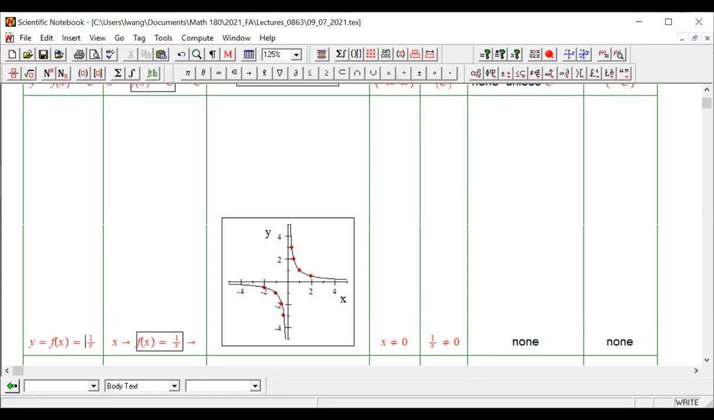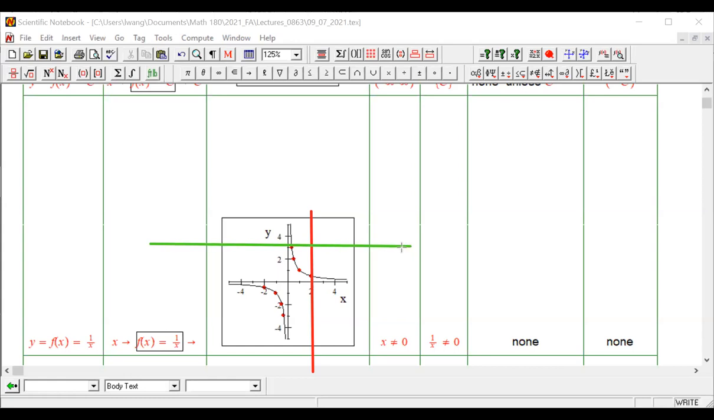So if we do the vertical line test, right, arbitrarily draw the vertical line. We cross the curve no more than once. That's a vertical line test. And we can also draw the horizontal line test.